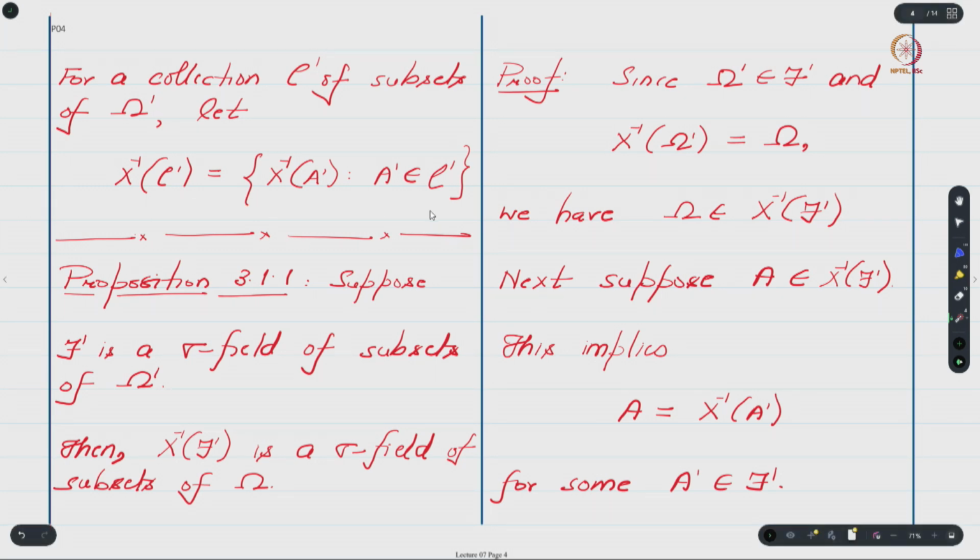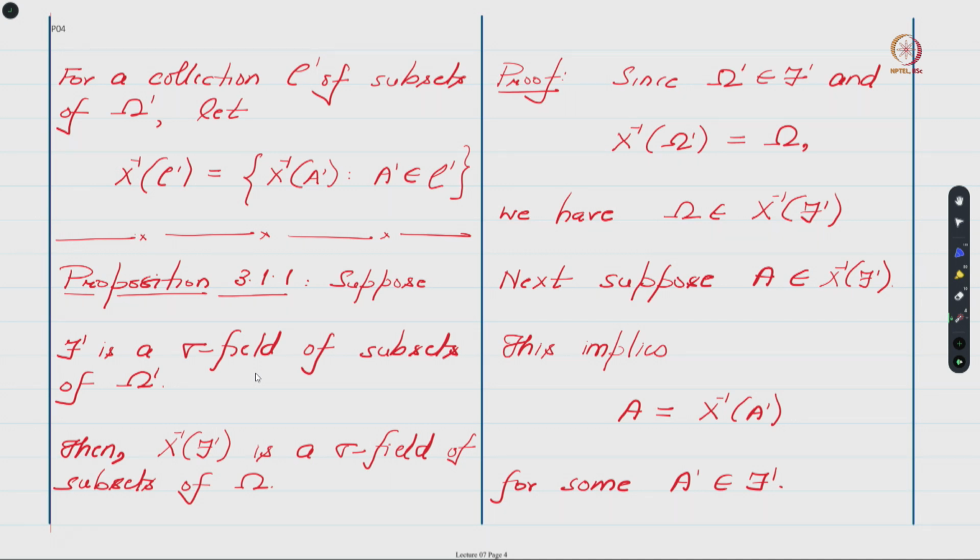So, we have this definition over here, right, and once we have this definition, we will see that even under this generalization of X inverse from one subset of omega prime to a collection of subsets, there are several nice properties that are true for this definition. So, one of the key properties of X inverse is the following property. Suppose we have been given this sample space omega prime, and we have been given a collection of subsets of omega prime which can be viewed as a sigma field, right. So, F prime is a sigma field made up of subsets of omega prime.